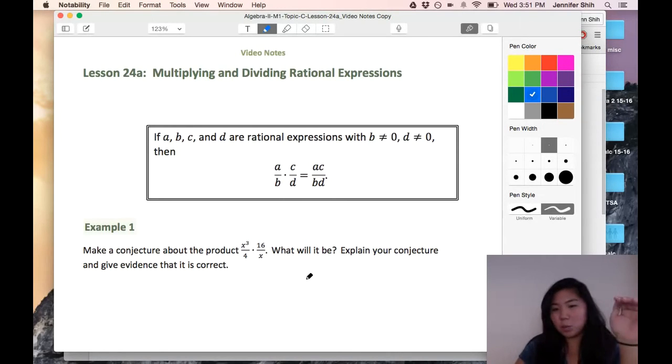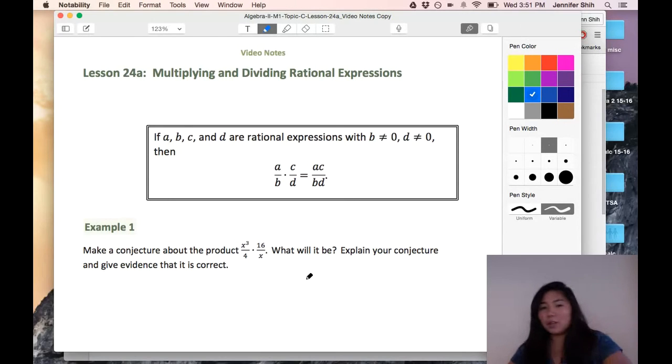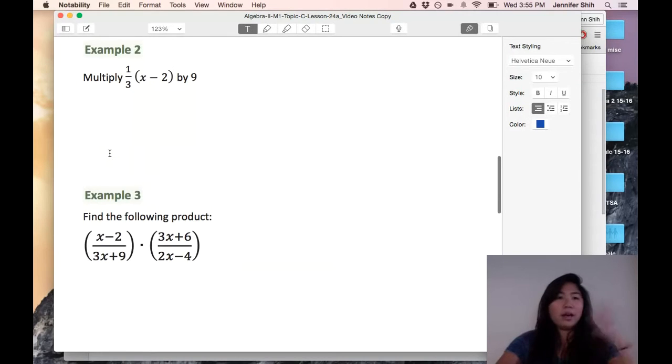Okay, first thing is on your screen there's a box, and when we box things in math, it's got to be important. So take some time to pause the video right here and then write down the box of information. And then we're going to do some examples. Just 3 examples. And the first one is multiply 1/3 times quantity x minus 2 by 9.